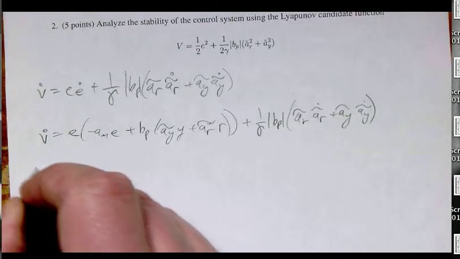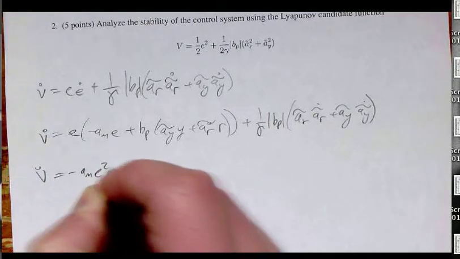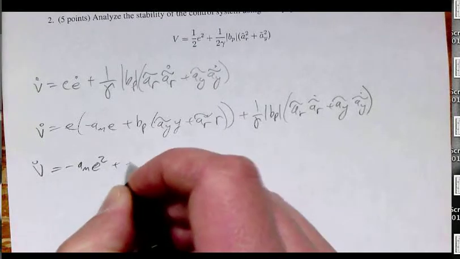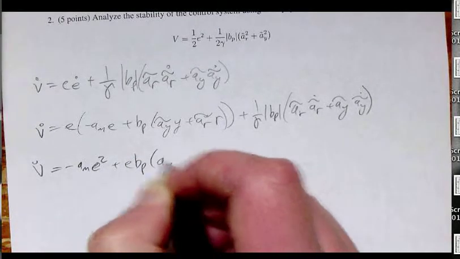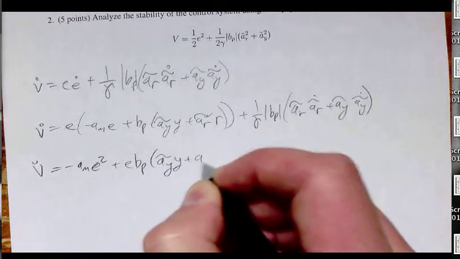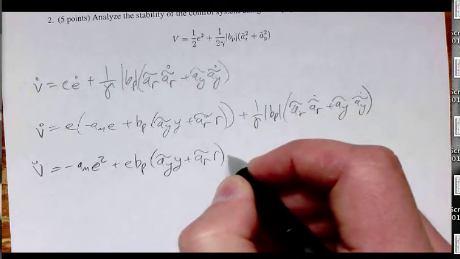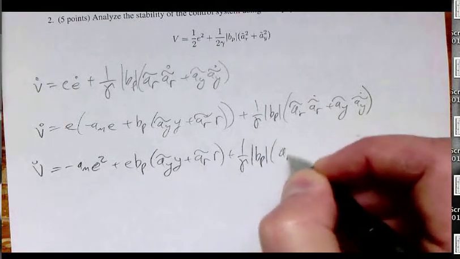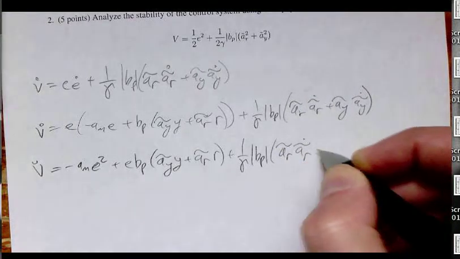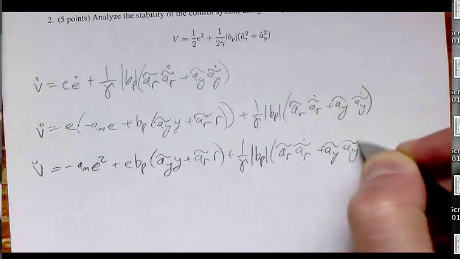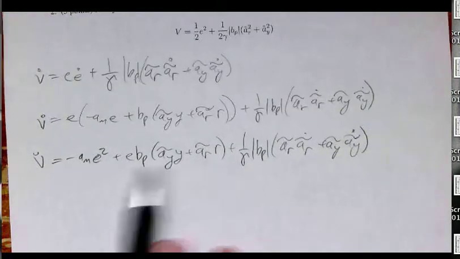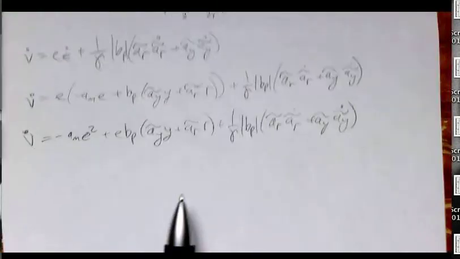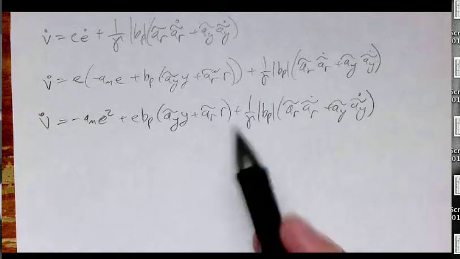So we'll multiply this out a little bit, and we get the negative AM E squared, which looks like a very helpful term. And then this is going to give us an E times a BP times AY tilde Y plus AR tilde R plus 1 over gamma magnitude BP times AR tilde dot plus AY tilde dot. So these are terms whose sign we just don't know. Obviously what we're looking for is for V dot to be at least negative semi-definite, if not negative definite. So what are we going to do?